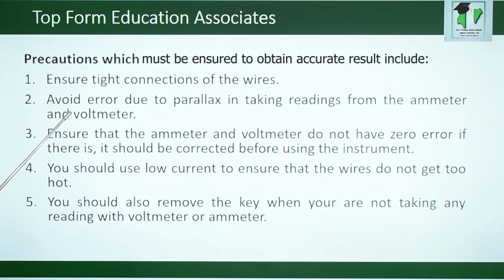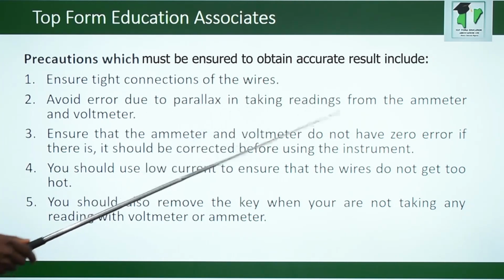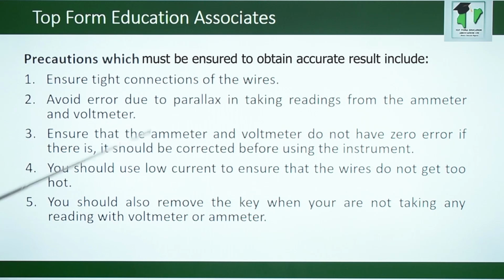Number 2, avoid error due to parallax in taking readings from the ammeter and the voltmeter. You don't bend to the left or to the right while taking the reading. You take the reading straight with your eyes straight on that point, so as to avoid error due to parallax. We have discussed this error due to parallax before now.